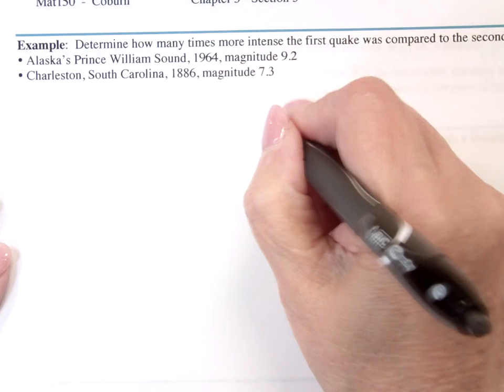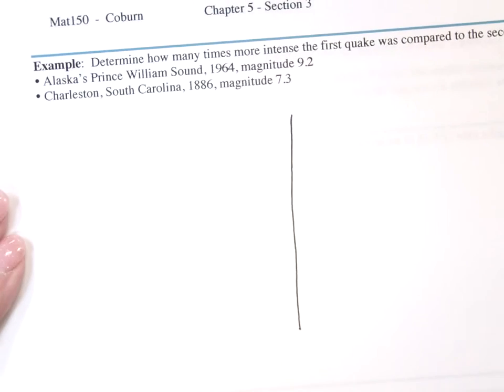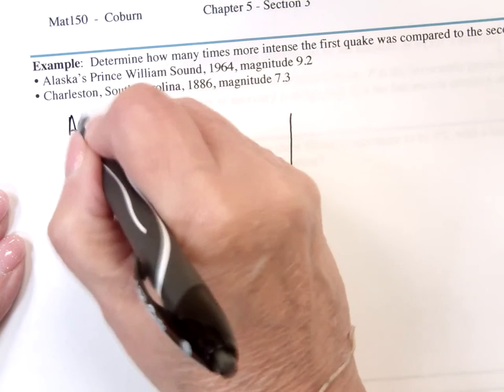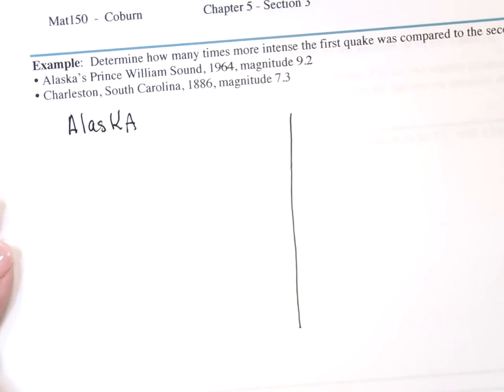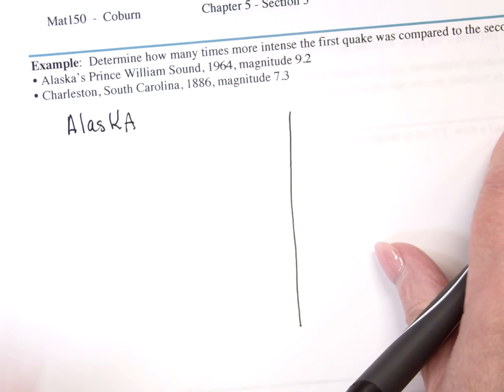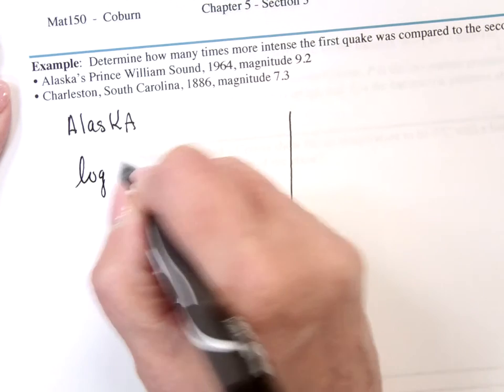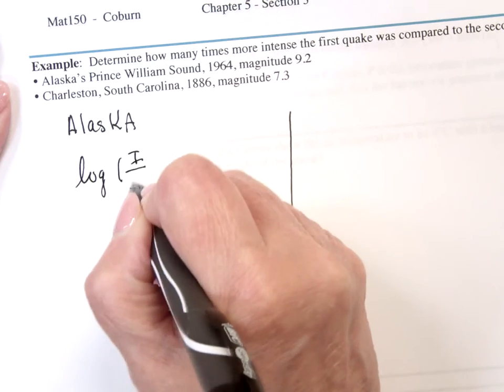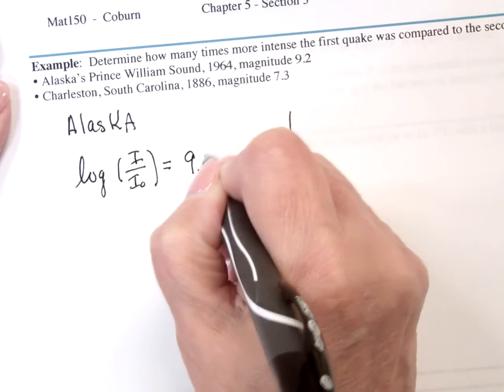Okay, so here we go. I know I line now between two. And so we're going to do Alaska. And Alaska, we want to find the intensity. So it says compare the intensities. So Alaska, we have the log of I divided by I sub 0. This is going to be 9.2.